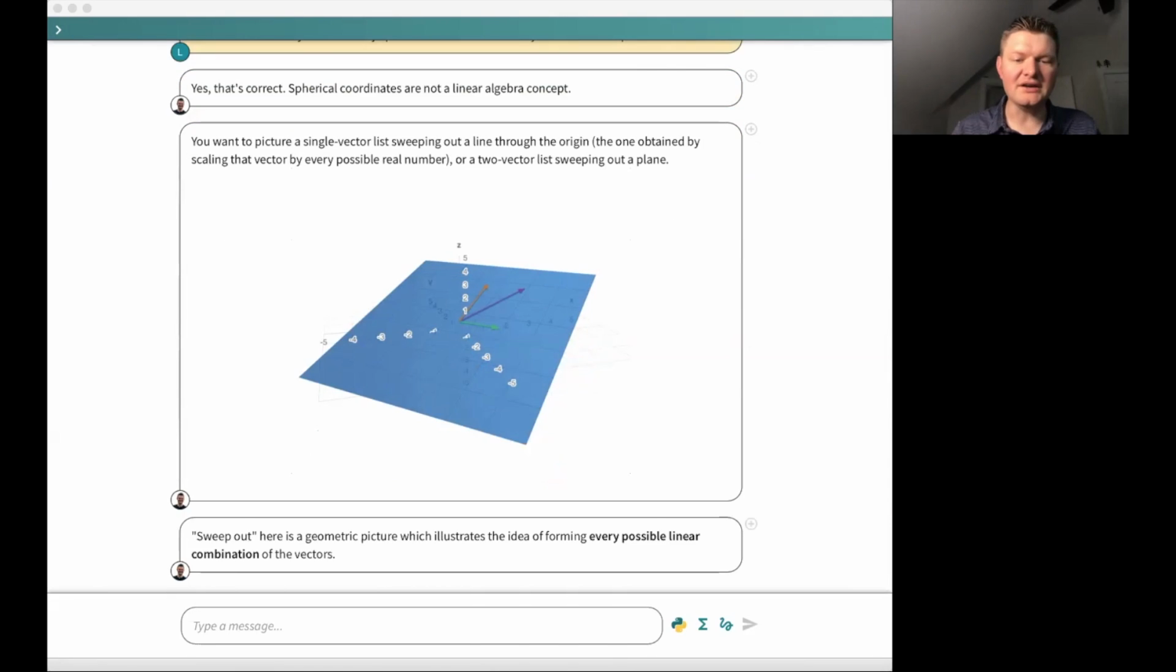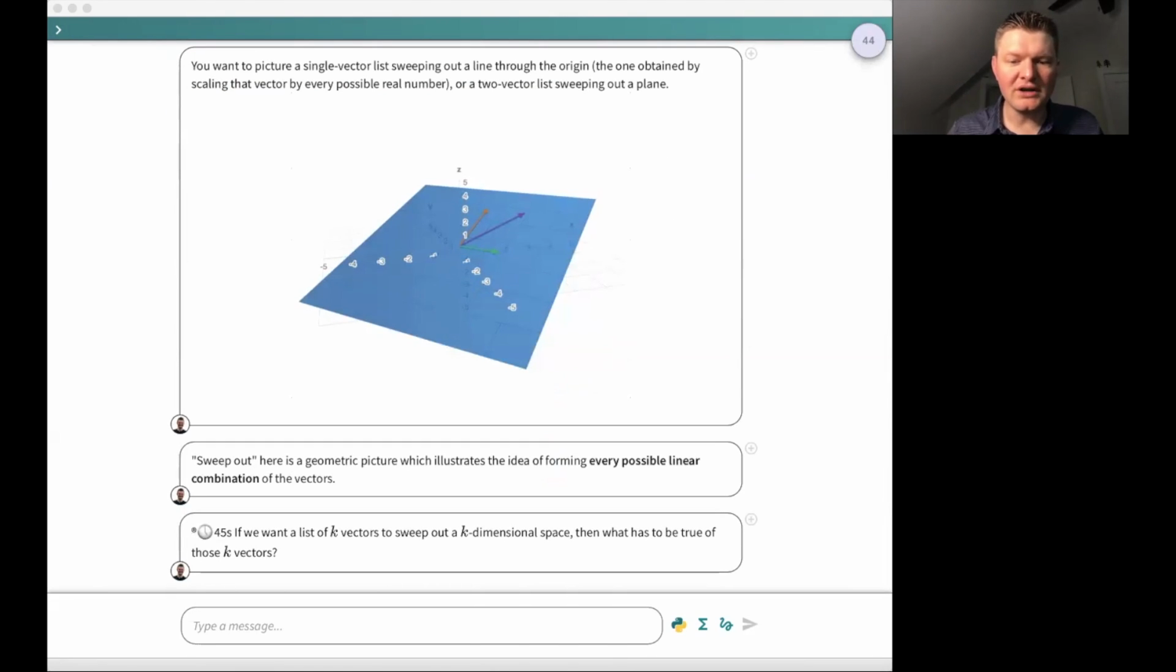Thank you. Okay, here's another question. If we want a list of k vectors to actually sweep out a k-dimensional space, then what has to be true of those k vectors?